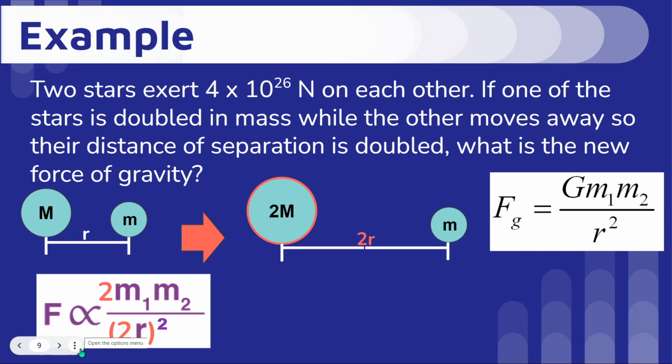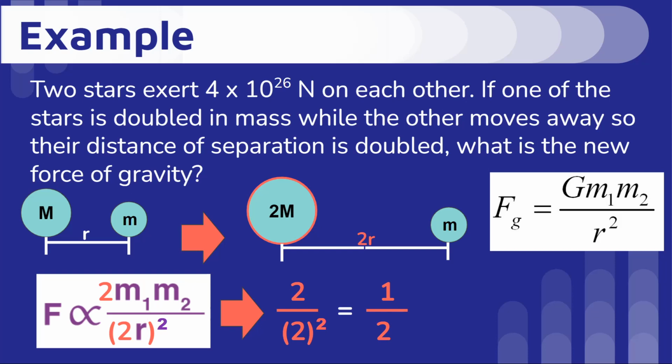What does that do? Okay, well now I would have 2 over 2 squared, which I could reduce to 1/2. And so I would have 1/2 the original force that I started with. And I know what that force is. I started with a force of 4 times 10 to the 26th. So half of that would be what I have now, because the changes I just applied give me half the amount of force. Half of that, of course, would be 2 times 10 to the 26th newtons. Does anybody have a question about this example?